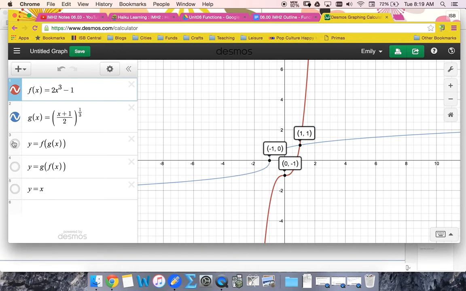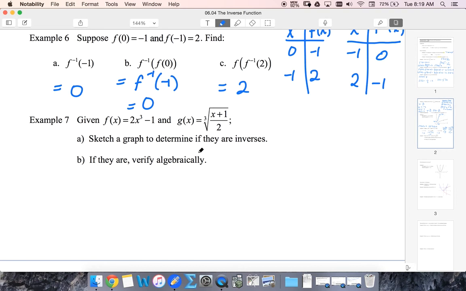Let's test it this way also. F of g of x does make the line y equals x. G of f of x also makes the line y equals x. So they're definitely inverses. Here is what I need to show algebraically to test it. So sketch a graph, yes, and now show it algebraically.